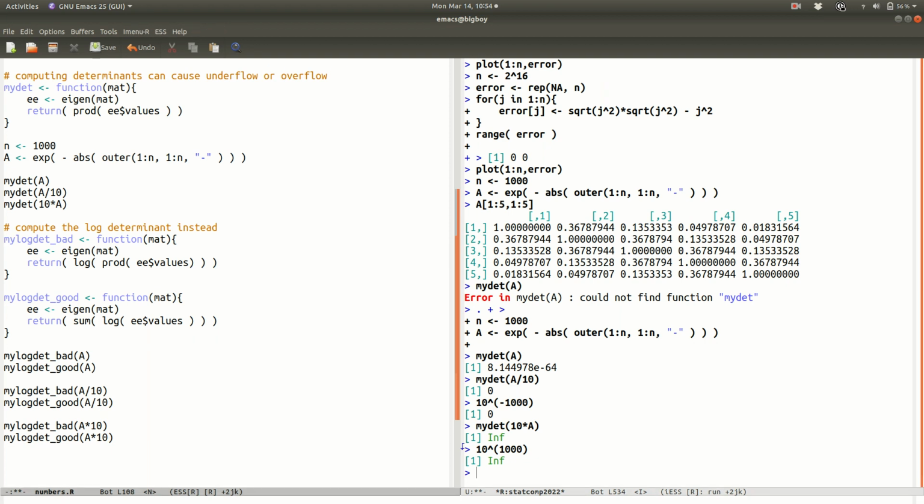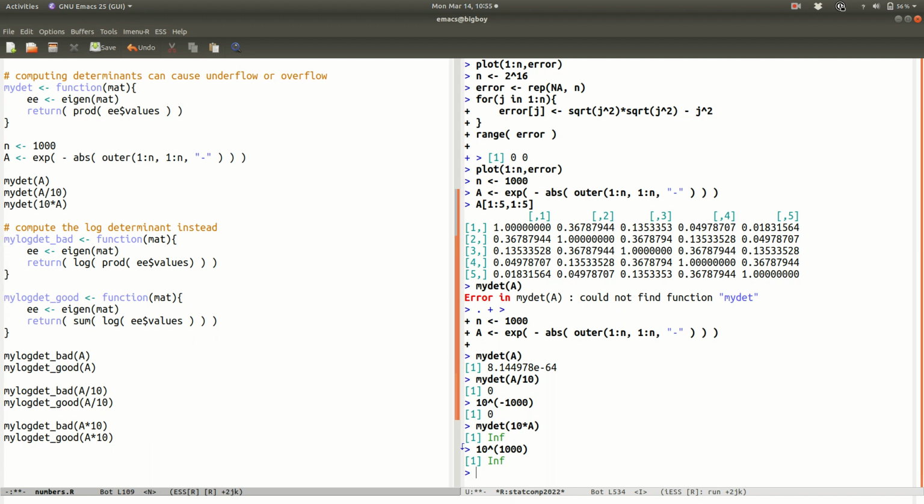So the way around this, when you're working with numbers that can become very, very small or very, very large, by very, very small I mean very, very close to 0, is to consider working on the logarithm scale, because then things become more manageable. The problem is there's more than one way to do this, and you have to select the right way to do it. So here I have my log det bad and my log det good.